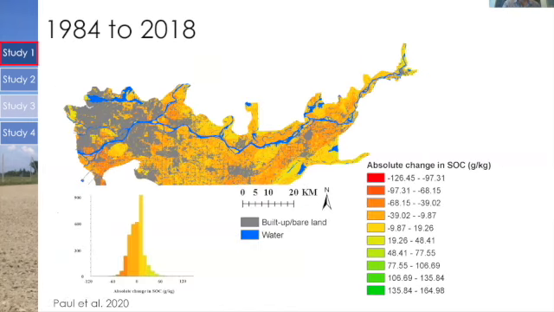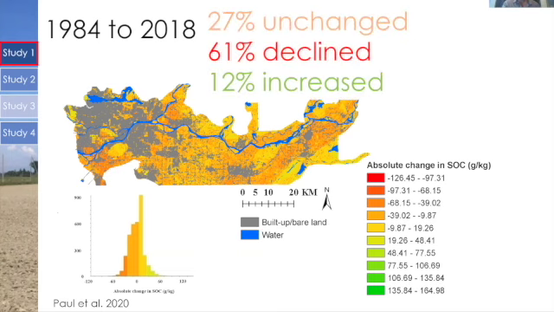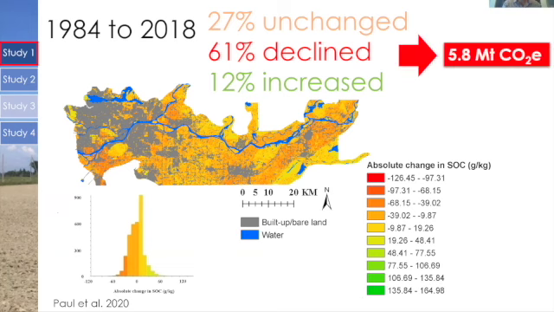So this is a distribution of the change in soil organic carbon from 84 to 2018. And across this landscape, we saw that 20% of the soil organic carbon was unchanged, 61% was in decline, with only 12% increasing. And what's concerning is by calculating the overall carbon at the 0 to 15 centimeter depth using a standard bulk density, we estimated that about 5.8 megatons of CO2 was lost during this period. And that's about 2.5 times BC's annual agricultural emissions.